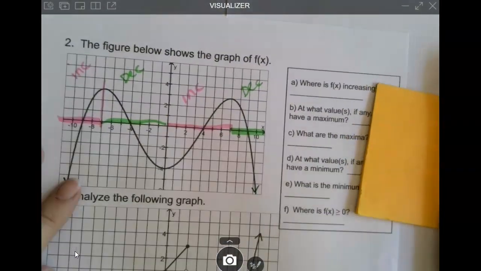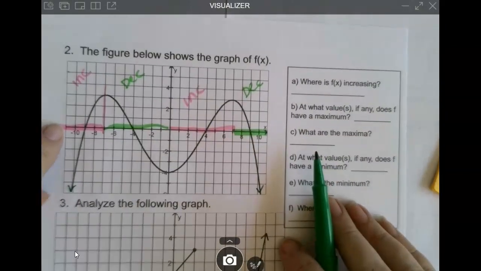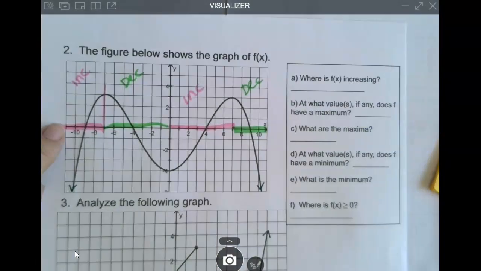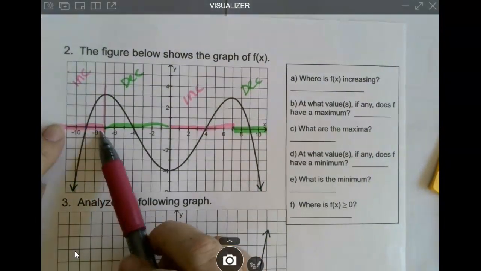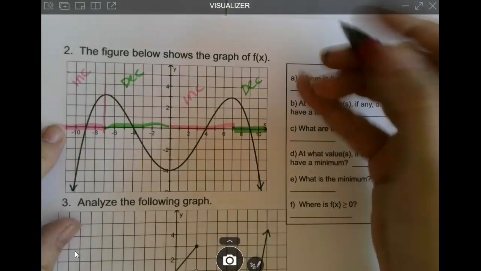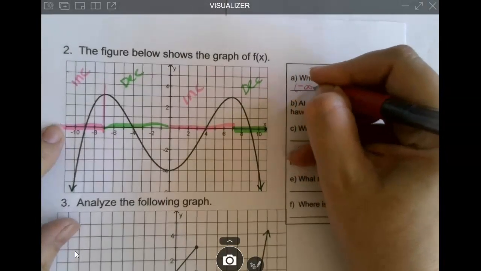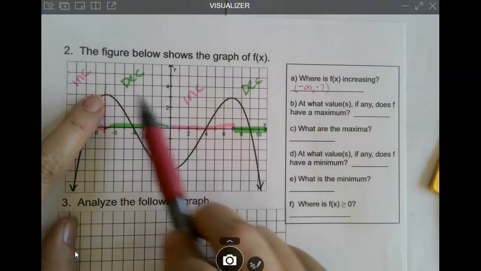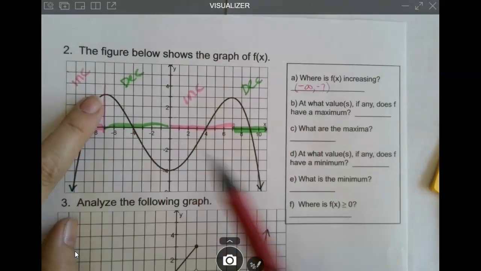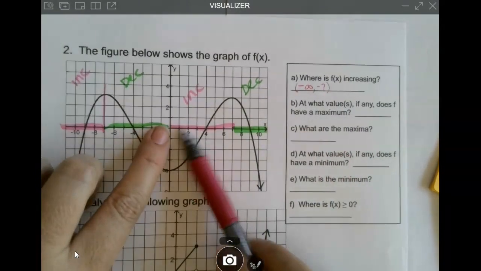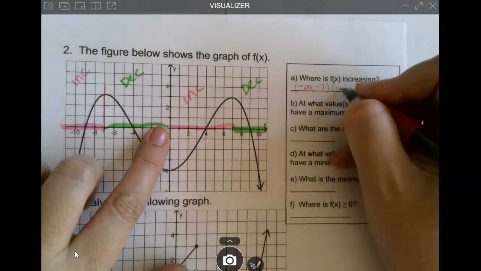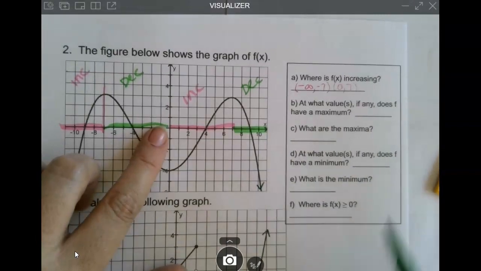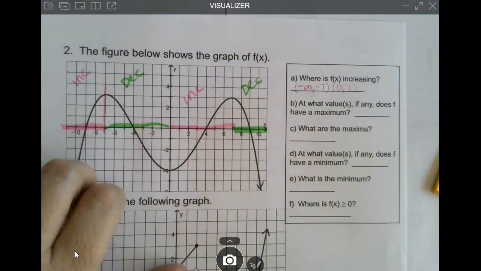So let's do each one of these. So the increasing is the pink parts from negative infinity to -7. And I'm not including the top part because we said that's where it changes from one to the other, so we can't include that. And it goes from 0 to 7.